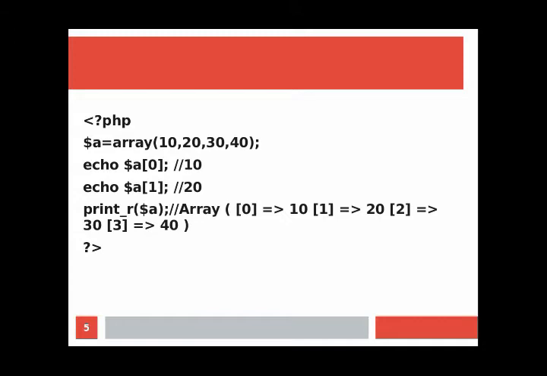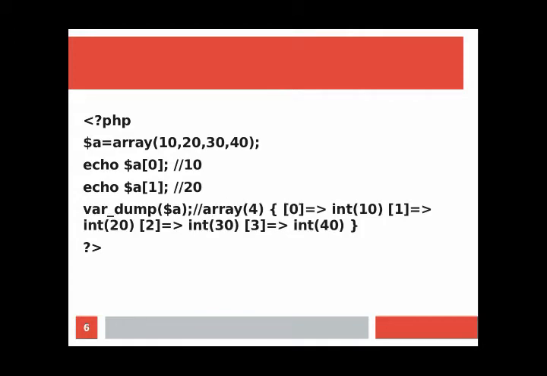So here $a is the array, and when we use print_r, it will print the whole array, the complete array. So here Array, then the first element, that is the 0th element, which is 10. Then the second element, that is 1, 20. Then the third element, that is subscript 2, which is 30. And the fourth element, subscript 3, will print 40. In this way the whole elements of the array will be printed.